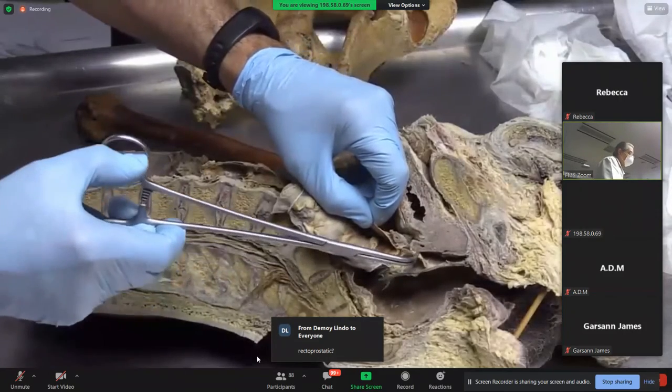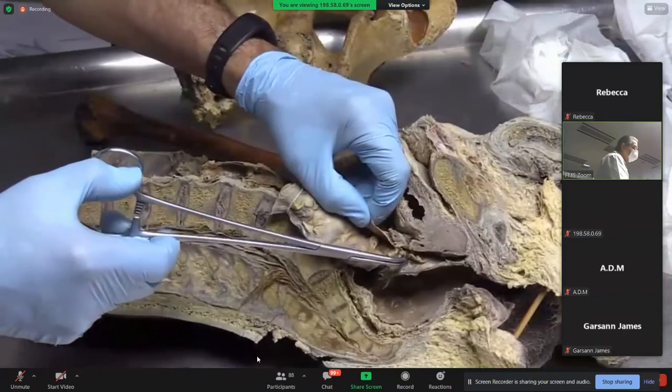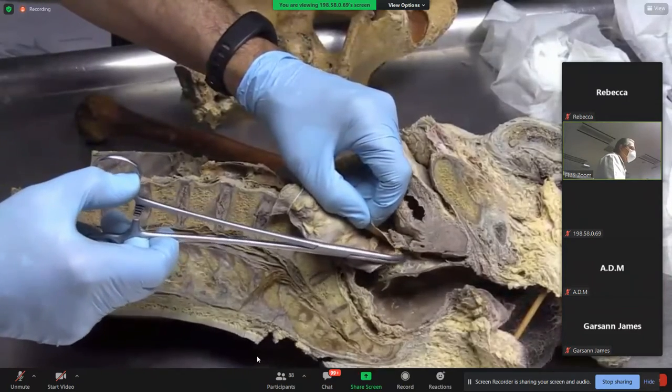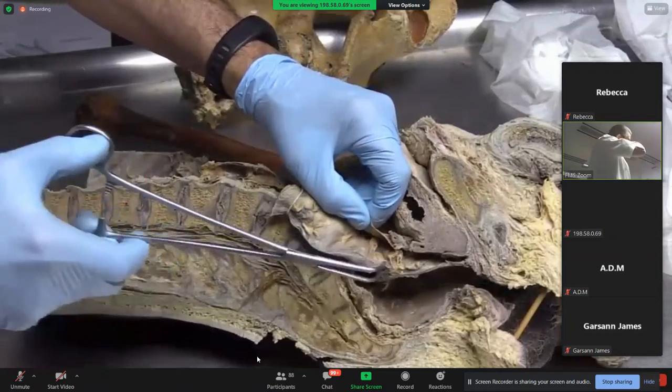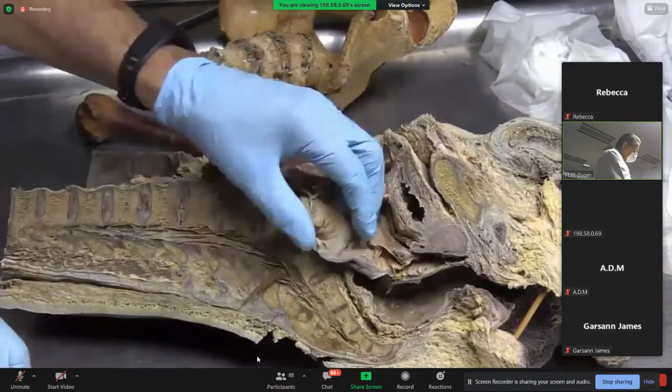What's the name of this fascia? Anybody can tell me? The rectoprostatic fascia. What a name. Oh, of Denonvilliers. Very good, Sydney. Sydney is really on the ball. Excellent, Sydney.